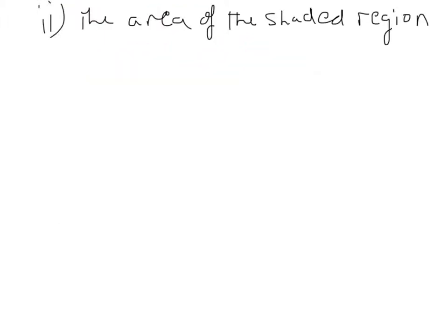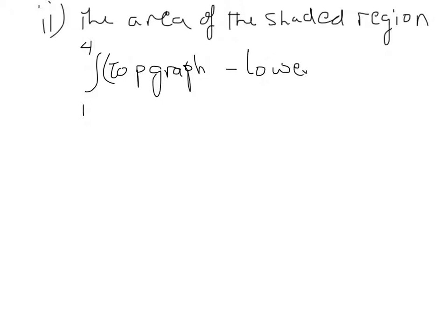The second part is finding the area of the shaded region. Of course, the coordinates that we found of A and the other points will help us to integrate and find the area of the shaded region, and they will actually be the limits. So in this case, our shaded region is bounded from 1 to 4. And of course it will be the top graph minus the lower graph, dx. This is how we'll do it.